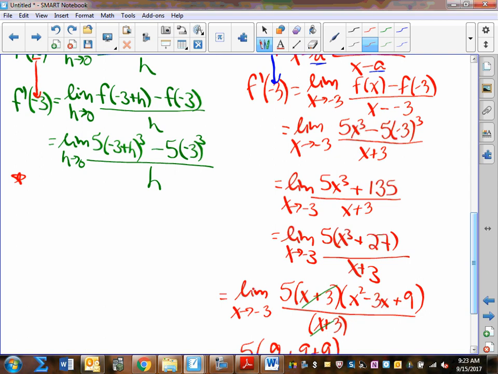Okay. So again, you can use either limit definition, regardless of what the instructions are, whether you're finding the whole derivative or just a number. Any questions on that?